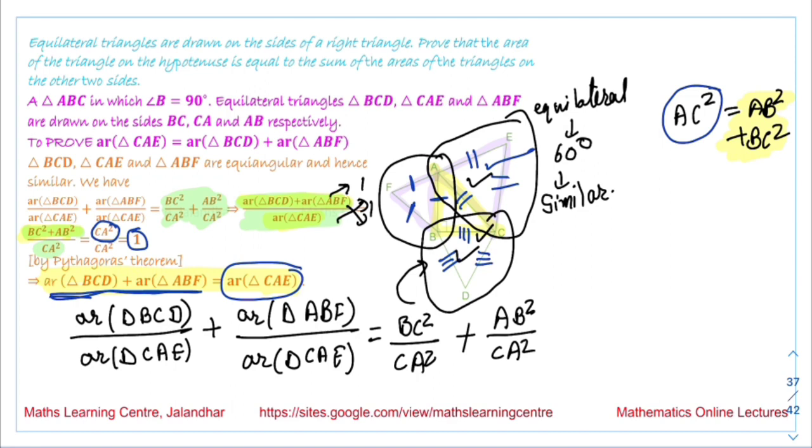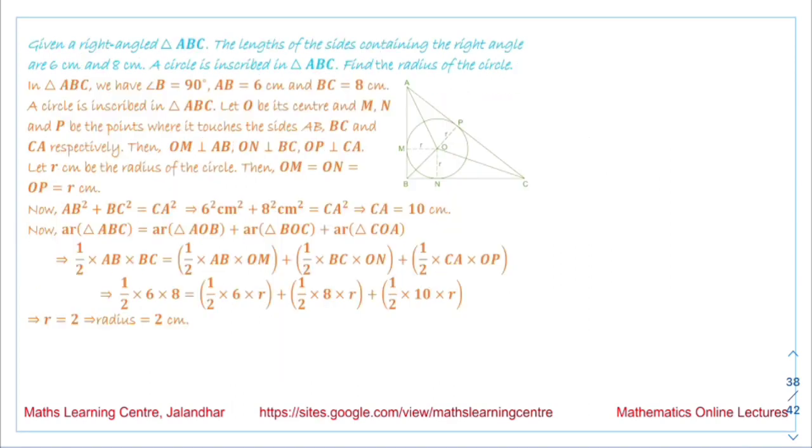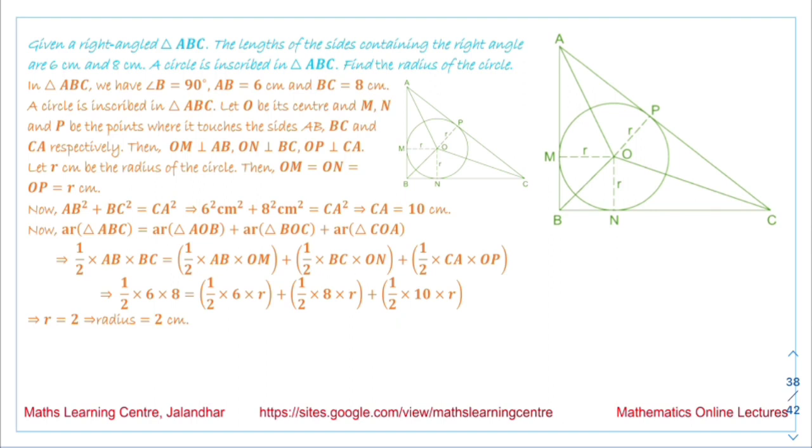Next, given a right angled triangle ABC, the lengths of the sides containing the right angle are 6 centimeter and 8 centimeter. So the length of this side AB is given to be 6 centimeter, and the length of this side BC is given to be 8 centimeter. This angle at B is 90 degrees. A circle is inscribed in triangle ABC. Find the radius of the circle.